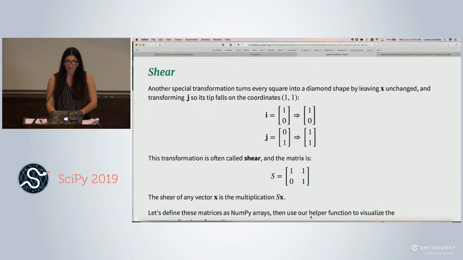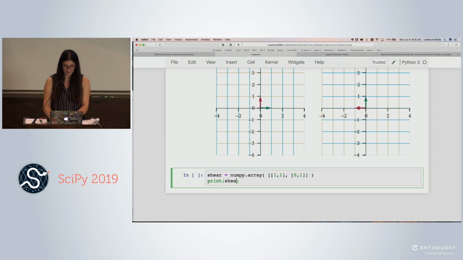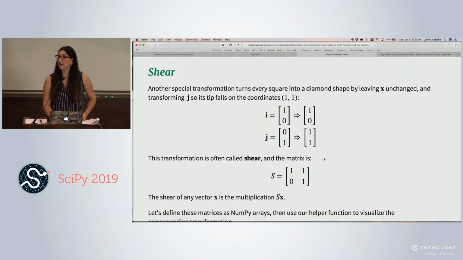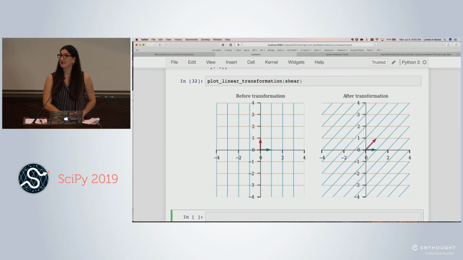The matrix S is the first column where i lands, the second column where j lands. Now we can write it in Python, and Python wants me to talk to it in rows. So shear equals numpy.array, and I'm going to create 1, 1, and 0, 1. Let's see if we got it right, and double check with our notes, and it is correct. And now let's plot linear transformation with shear and see what happens. And that is the effect of that transformation. The shear transformation just makes things slanted.